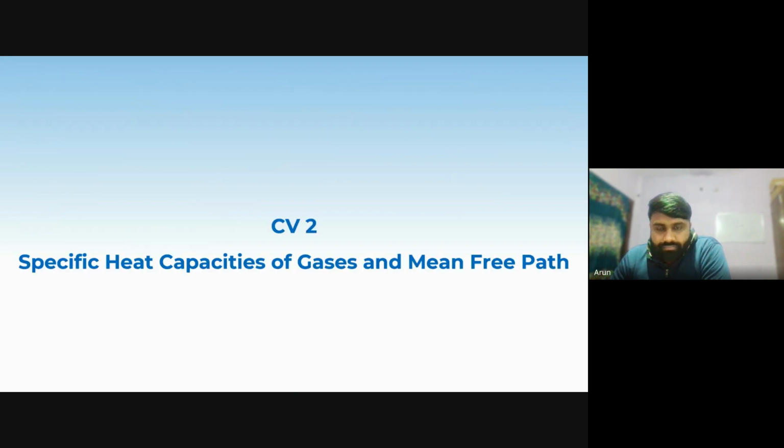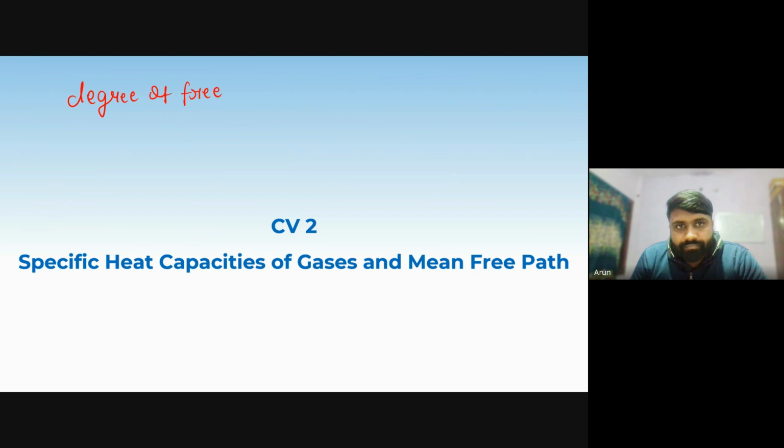Now, the specific heat capacity, and before that, I want to discuss a formula so that you do not need to rush about how to calculate the degree of freedom. The degree of freedom is 3n minus k, where n is the number of particles and k is the number of independent relations.